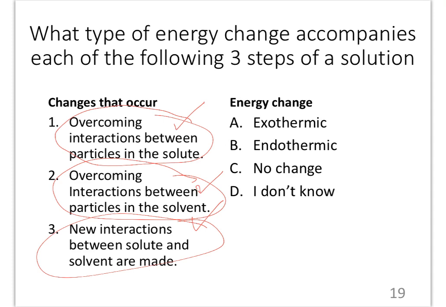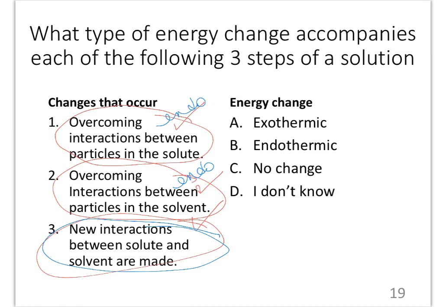Because this is important to understand, I suggest you go ahead and turn off the video, see if you can classify each of these, and then I will explain them to you. All right, so breaking or overcoming any type of intermolecular force or any type of chemical bond requires input of energy, which means that process is endothermic. So 1 and 2 are both endothermic because it requires energy to loosen up those pre-existing intermolecular forces.